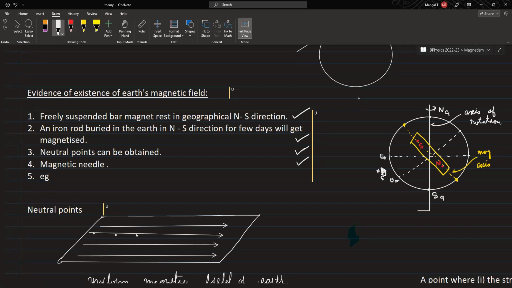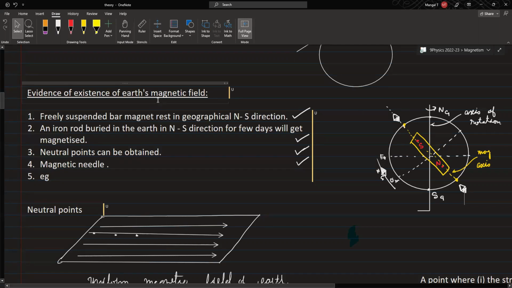Also, at the poles, what do you observe? The compass needle will be standing, which means it will be perpendicular to the ground, whereas near the equator, the needle points parallel to the ground. So at the magnetic poles, the compass needle will be perpendicular to the ground. Keep practicing this particular diagram. You should know these terms, so the paragraph needs to be known.